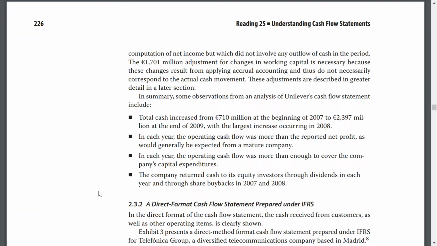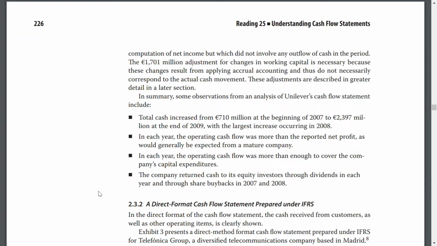The 1,701 million euros adjustment for changes in working capital is necessary because these changes result from applying accrual accounting and thus do not necessarily correspond to the actual cash movement. These adjustments are described in greater detail in a later section.